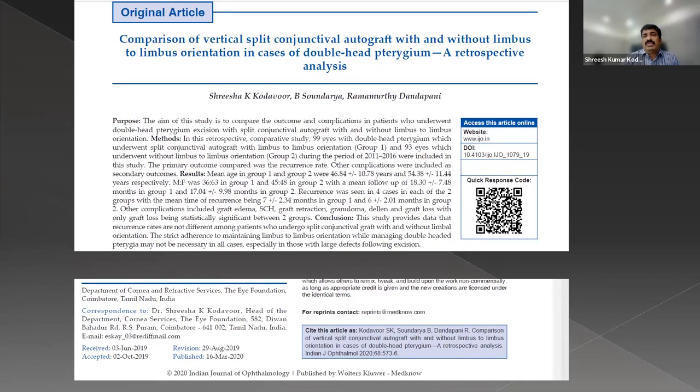We even compared this vertically split conjunctival autograft with limbal orientation and without limbal orientation. Again, the results were comparable. The percentage of recurrence was less than 4%.